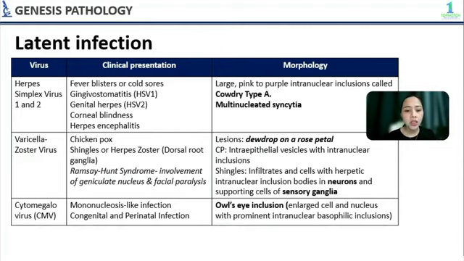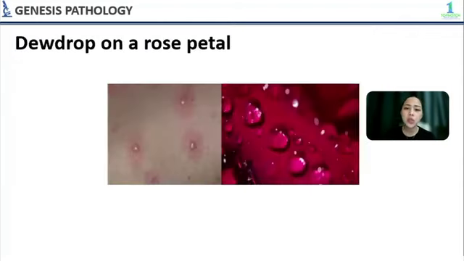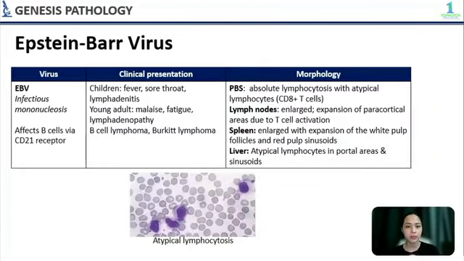They also show cellular and nuclear pleomorphism, and there is prominent intranuclear basophilic inclusion. What we call the appearance is owl's eye inclusion. So, this is it, guys, Cowdry type A, the owl's eye appearance in CMV, and this is the dewdrop on a rose petal rash in chickenpox.